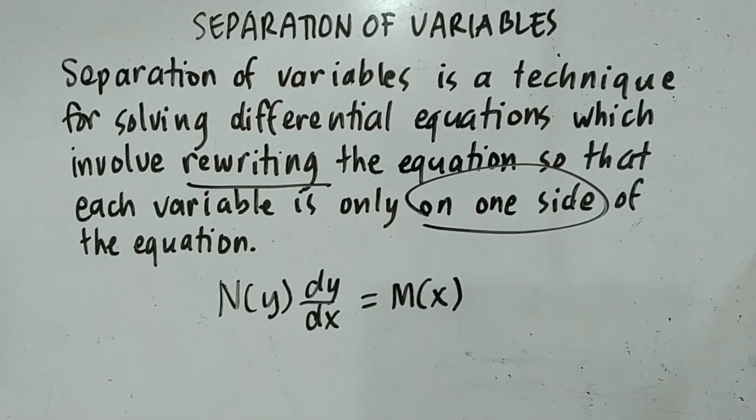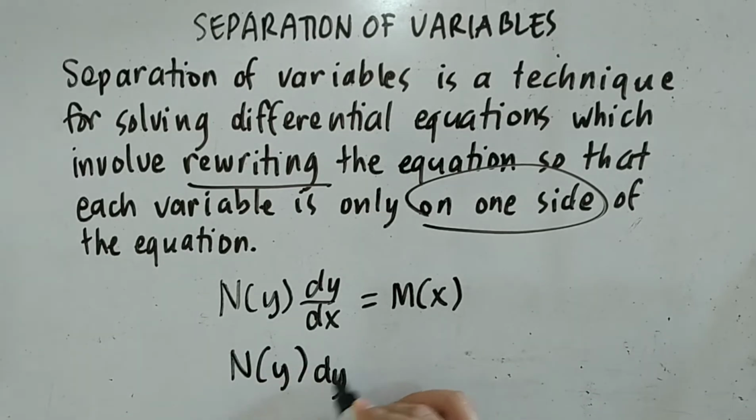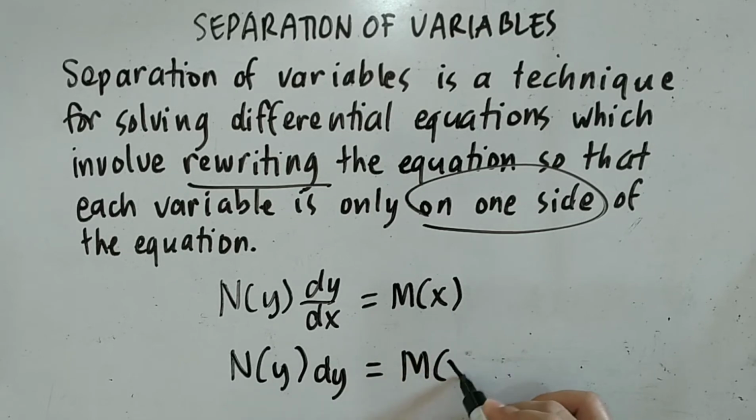For a particular differential equation to fit separation of variables, it must be in the form n of y, dy over dx, equals m of x. Otherwise, the equation would not be variable separable. So for this case, we can rewrite it such that n of y times dy is equal to m of x dx. Here we have already rewritten the equation so that each variable of the equation is only on one side of the equation.